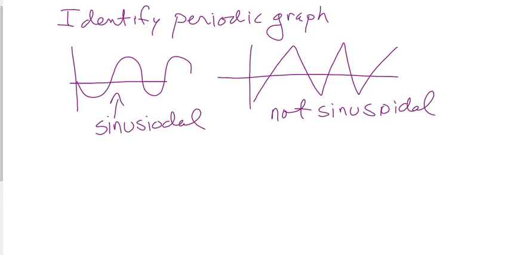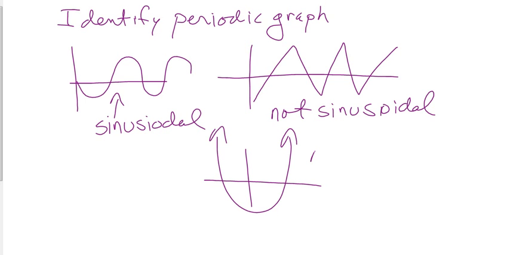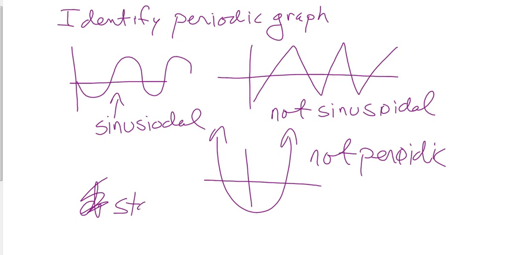So we're interested in being able to identify, is a graph periodic? So a non-periodic graph would be, so this is not periodic, right? Periodic graph has to repeat. So you need to be able to identify, is a graph sinusoidal or not, and what its period is. Okay, so determine the period. State the period.